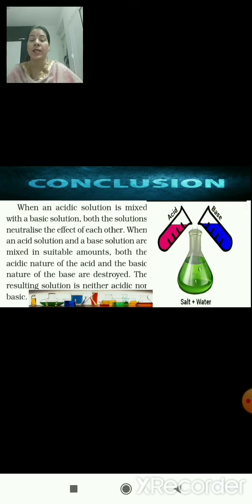Here in this slide you can see that a conical flask is there, in which from one test tube we are pouring acid, shown as red pink color here, and base, which is shown as blue color here. So when we are mixing these two in correct amount, it is producing a totally different type of substance, which is shown as green color here, and it is forming salt and water. So this is a neutralization reaction.